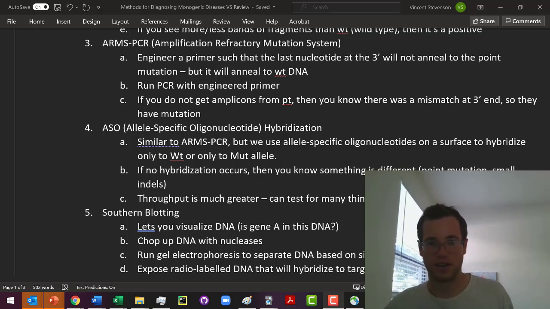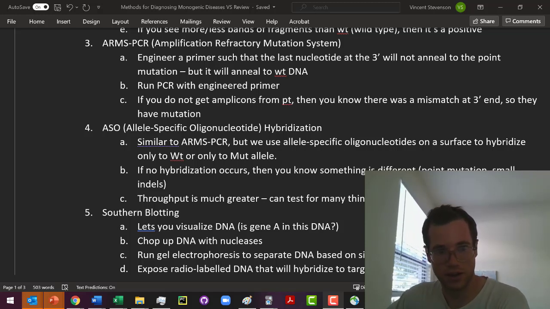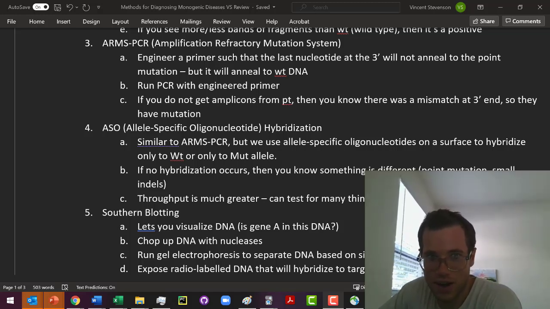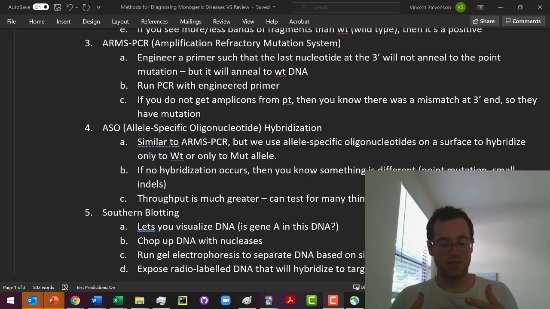A little bit more general than RFLP, but still pretty specific in that we need to know exactly what we're looking for beforehand. And then we've got another one which is called ASO, or Allele-Specific Oligonucleotide. And what we do here is we will know beforehand the sequence we're looking for, and we're going to make a bunch of single-stranded DNA. So we'll take double-stranded DNA, make it single-stranded DNA, and then because we know the sequence that we're looking for, we can engineer oligonucleotides to have affinity and to hybridize with specific mutations that we're looking for.